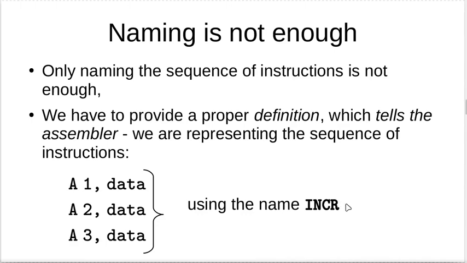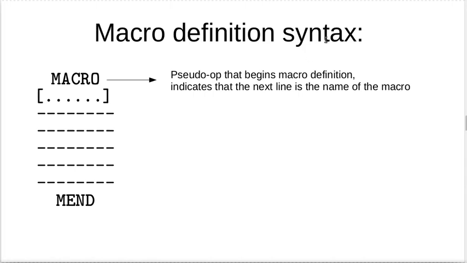So for that matter, the naming only is not enough in itself, right? We have to do something about it. We have to tell about it to the macro processor. So that's where we come to the macro definition, right? Same as in function definition, we can have a definition for a given macro, and that definition follows a particular syntax. This syntax is very important to understand, right? We have to understand how this syntax works.